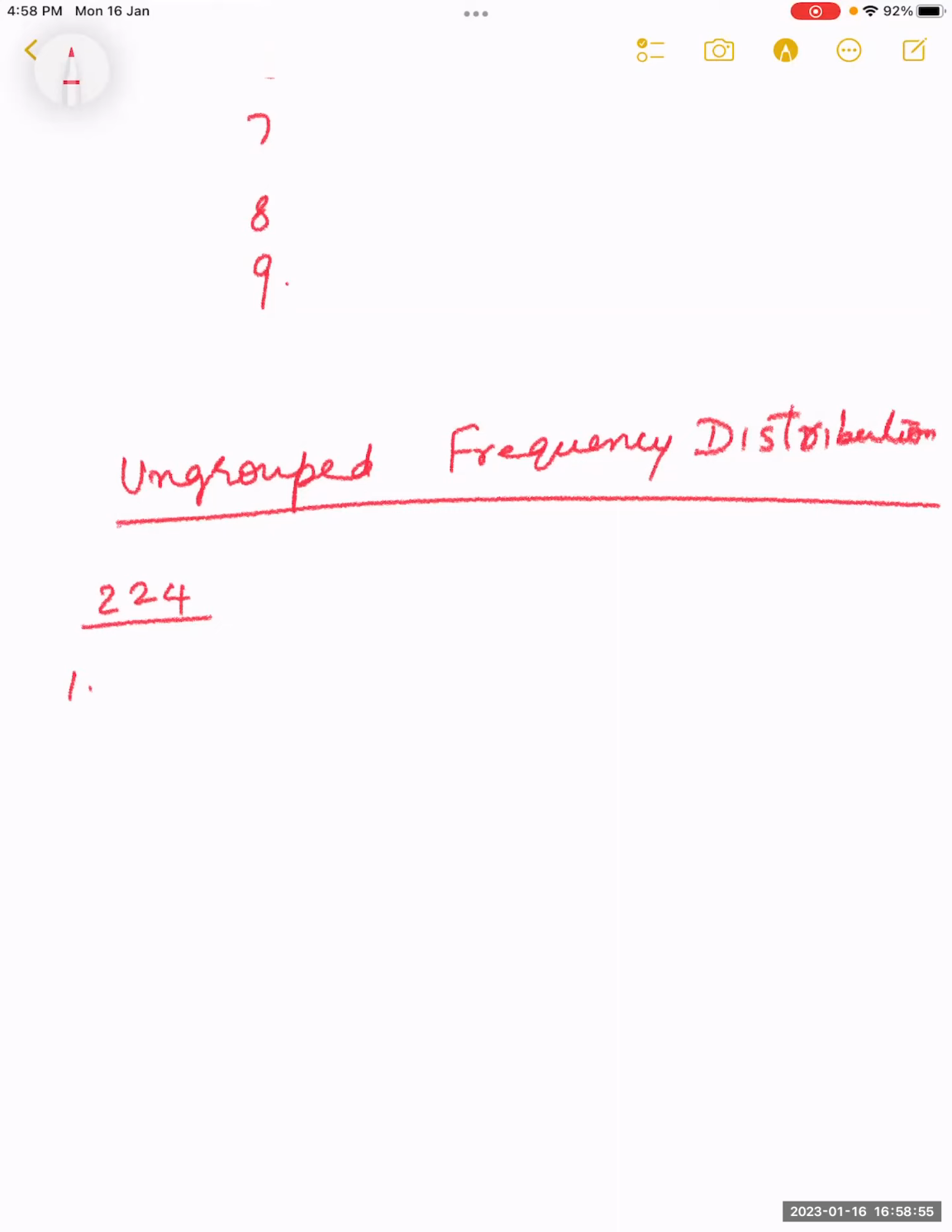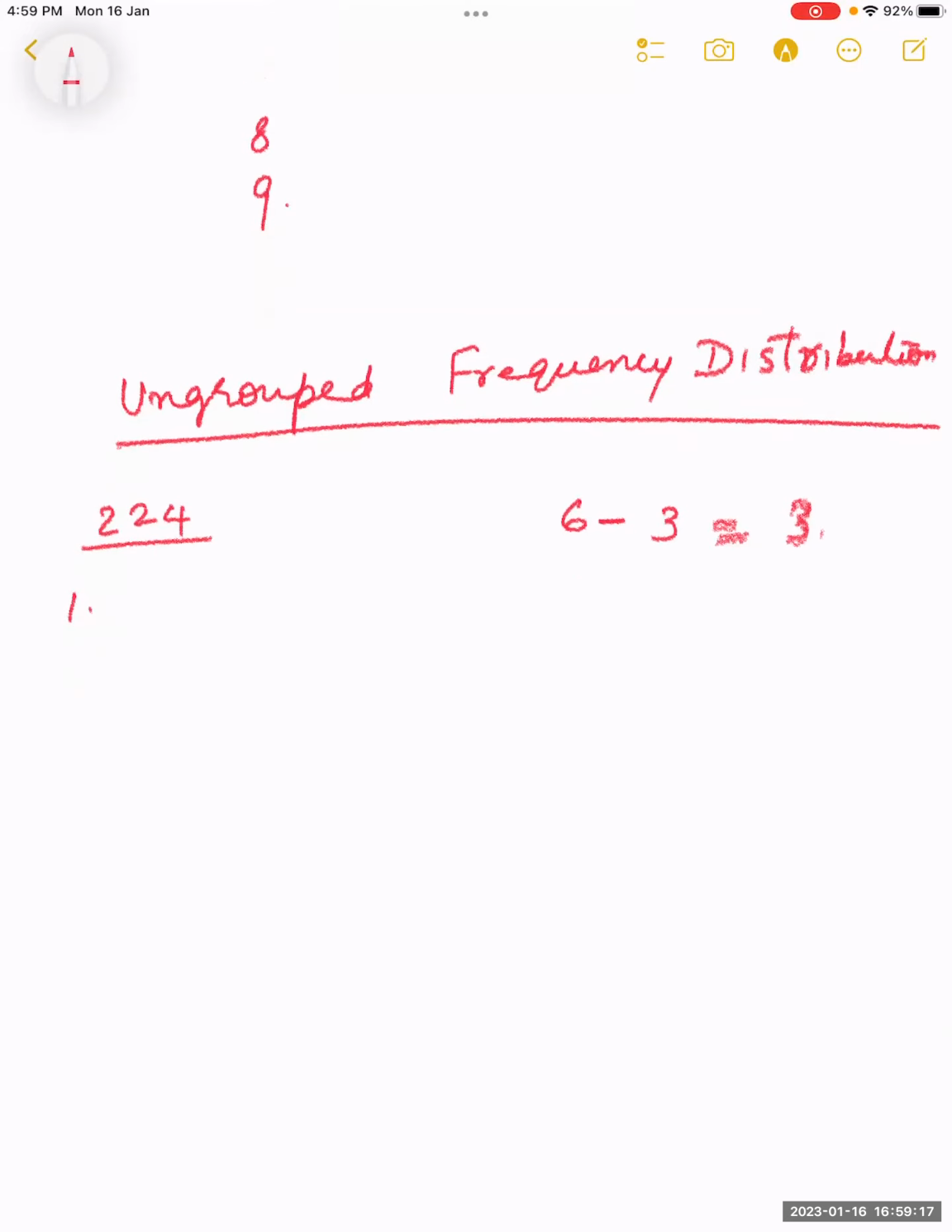It is 3, correct. Which is the biggest or the largest observation? 6. So 6 minus 3 is just 3, right? When the range of data is very small, you have to go with ungrouped frequency distribution. That means each and every observation you have to write and put the tally mark against. So the first observation is 3, then 4, then 5, and then 6.